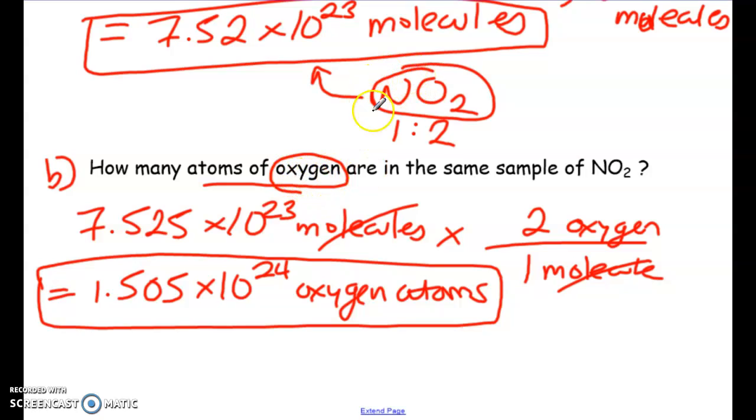So if I had asked for the number of nitrogen atoms, because it's a 1-to-1 ratio, it actually would be the same number. I would like you to still show your work to prove that. Like 1 nitrogen for every 1 molecule. But it's good to understand that it would just be the same value.